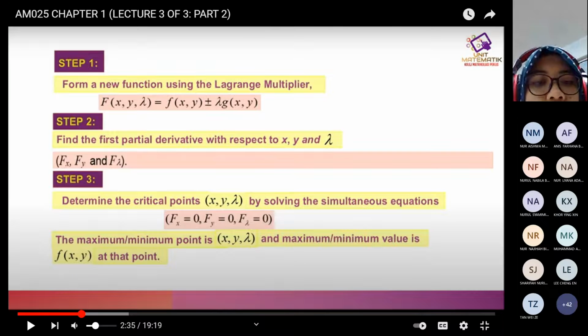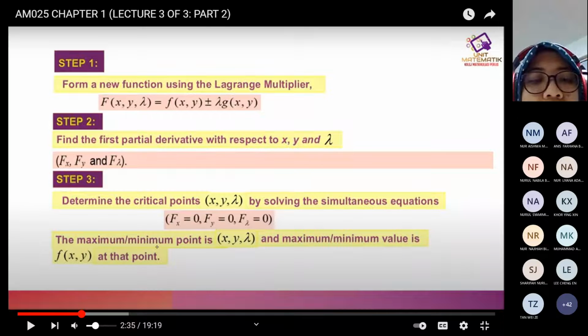Okay. Baik, so step 1 kamu akan combine dengan constraint. Step 2 macam biasa, kamu akan cari F sub x, F sub y, F sub lambda. Pastikan capital letter F. Okay. And then step 3 equate to 0, equate to 0. Yang ni, perhatikan betul.